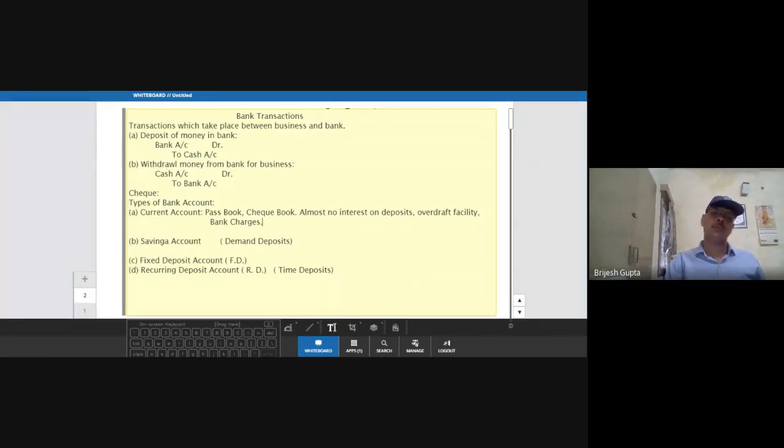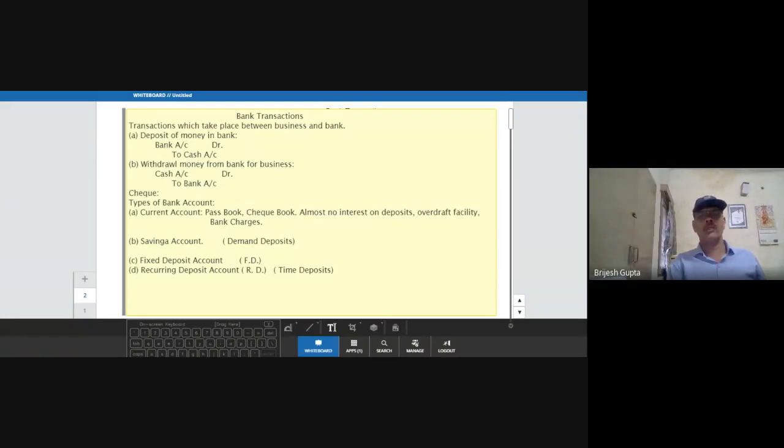It means directly we can say that from these two accounts, money can be withdrawn at any time by the customer, by the account holder. That's why these two are called demand deposits. The remaining two I explained as time deposits, fixed deposit and recurring deposit. Time deposit means that in these two accounts, money remains deposited for a fixed period of time and it cannot be withdrawn before that period of time. Out of FD account and RD account, money remains deposited for a fixed period of time.